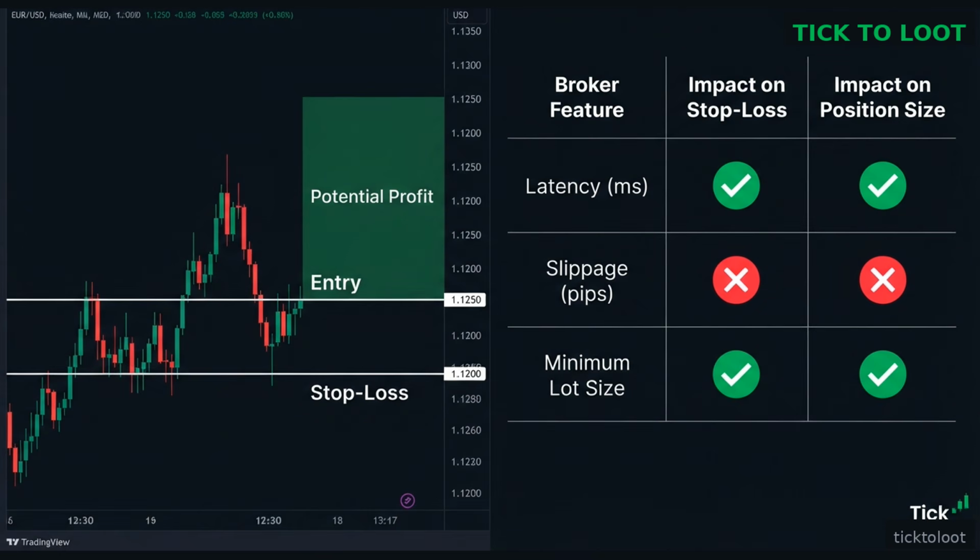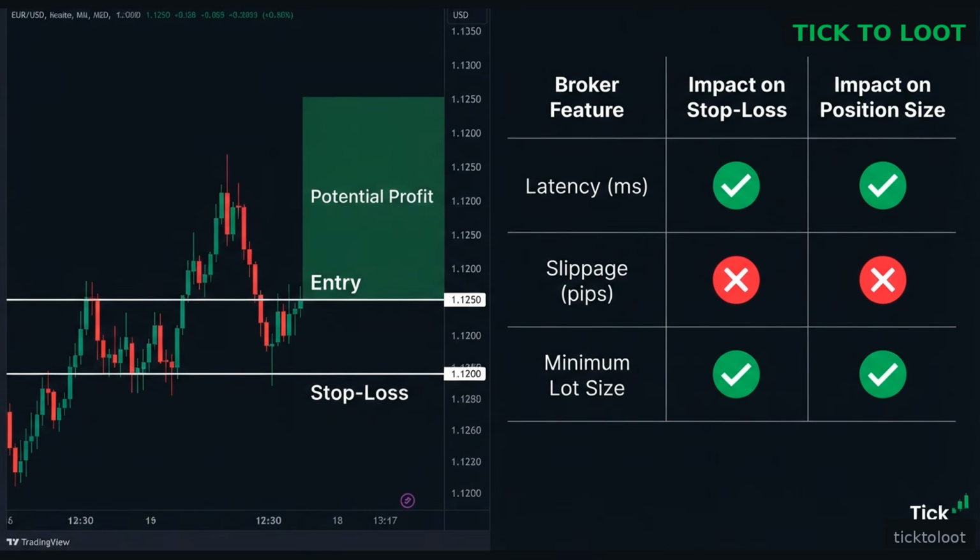First, latency. If the broker's servers are slow, the stop loss might be hit later than expected, turning a 20-pip stop into a 30-pip loss. That means you need to trade a smaller lot to stay within your $100 risk, or you accept a bigger loss. Second, slippage. Some brokers add a few pips to the execution price during volatile moments. If the broker adds 2 pips of slippage, your effective stop loss becomes 22 pips, again altering the risk per trade. Third, the broker's minimum lot size.